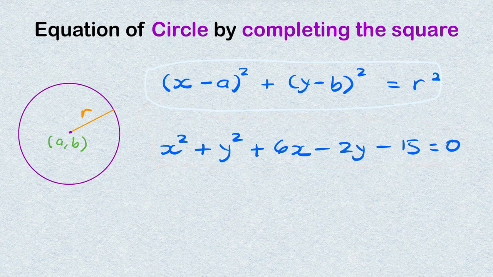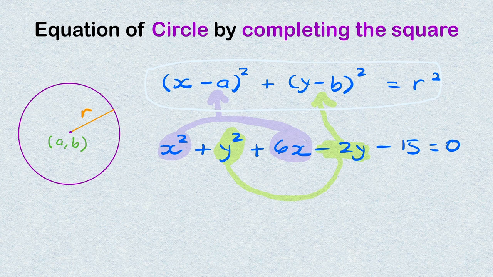And to do that, we have two sets of completing the square. So you've got x squared and 6x that you need to rewrite as (x minus a) squared. And you have y squared minus 2y that you want to rewrite as (y minus b) squared.